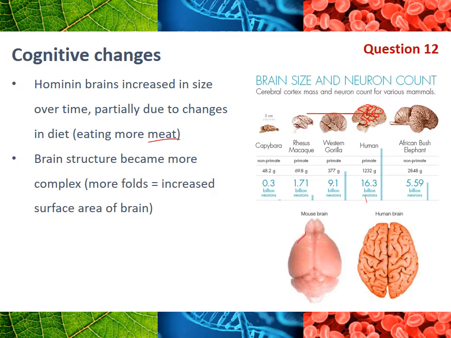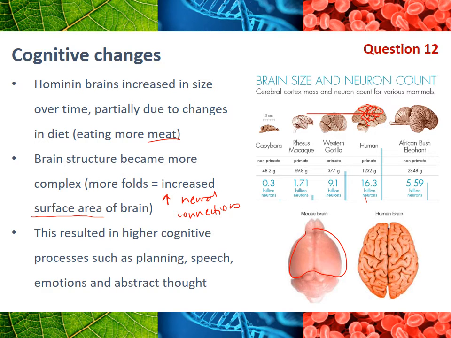If we compare that to a mouse brain here, which you can see is really smooth, it doesn't have all of those folds. So the job of those folds is to increase the surface area of the brain. More surface area means more neural connections, which means all of these wonderful things. We're able to have high-level cognitive processes like planning things, being able to make sounds that are coherent to produce speech, having emotions, and being able to think about things that we can't see or that we don't know exist. These are all really important things that make us humans.